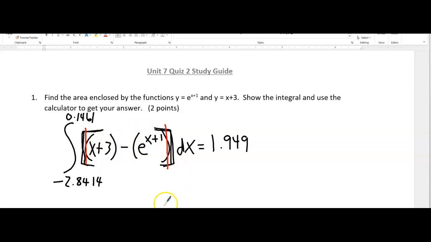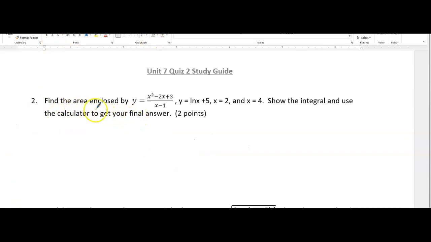If you accidentally write these in backwards, it won't matter if you have those absolute value bars, but if you don't, then you're going to be wrong, if you don't have them in the right order. So make sure I would use them just to be safe. Okay, so let's go ahead and move on to number 2.